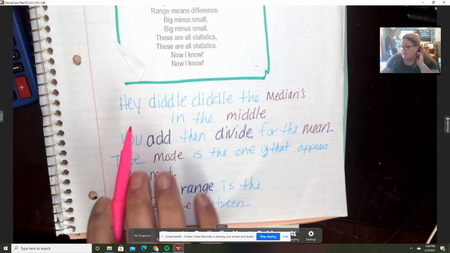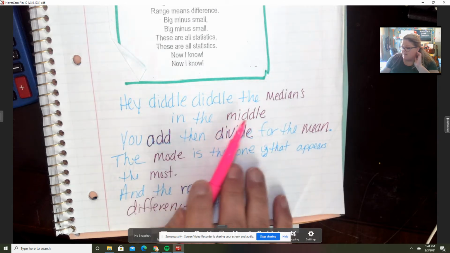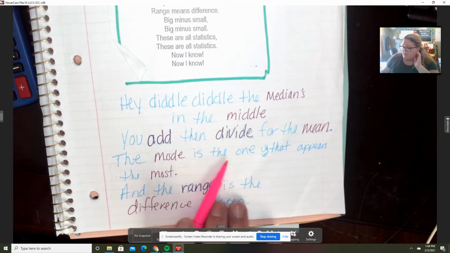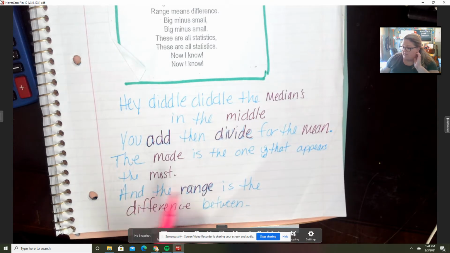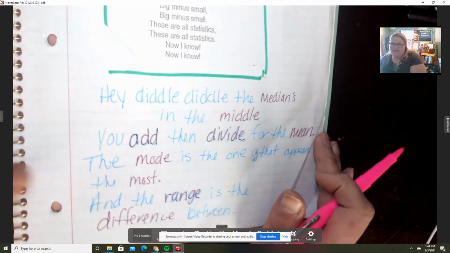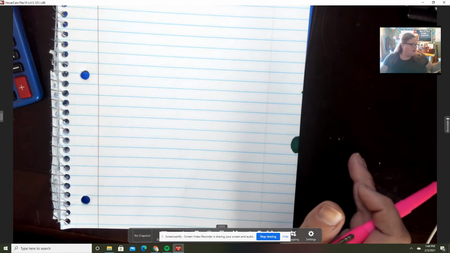One more time. Hey diddle diddle, the median's in the middle. You add, then divide for the mean. The mode is the one that appears the most, and the range is the difference between. All right, I know that was fun, but we will sing those again tomorrow. I'll copy that and scan it to you like I do the notes every time.